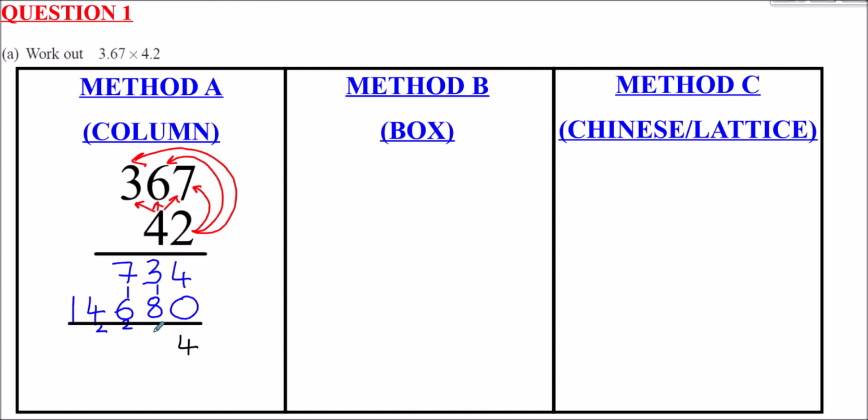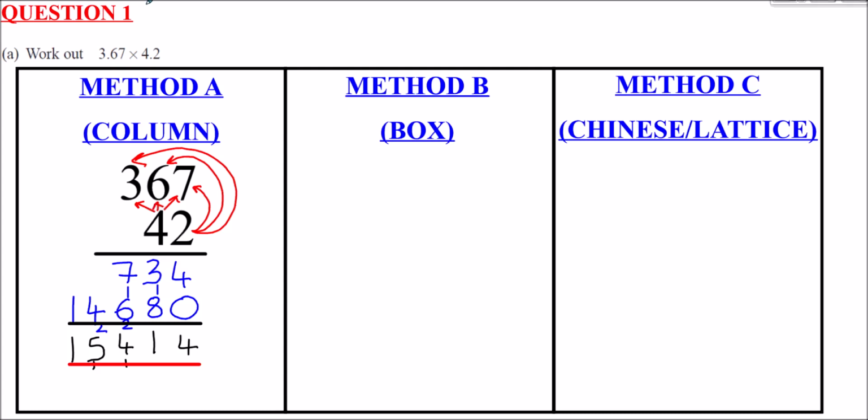3 plus 8 is 11. So put 1 and carry another 1. 7 plus 6 is 13, plus this carried 1 gives 14. 4 plus this carried 1 is 5. And finally that 1 on its own is just 1. So our answer looks like, but actually isn't, 15,414. So why isn't that the final answer?